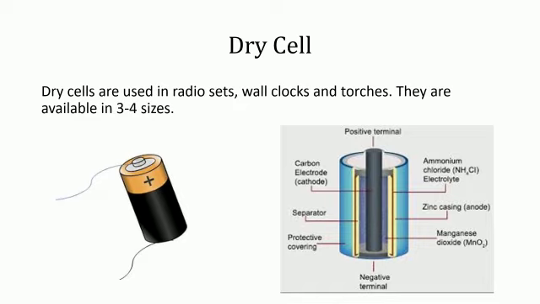Due to the wet pulp used in the cell, the chemical reaction proceeds very slowly. Hence, a large electric current cannot be obtained from a dry cell. Compared to the electric cells using liquids, the shelf life of dry cells is longer. Dry cells are very convenient to use as they can be held in any direction with respect to the ground and can be used in mobile instruments.